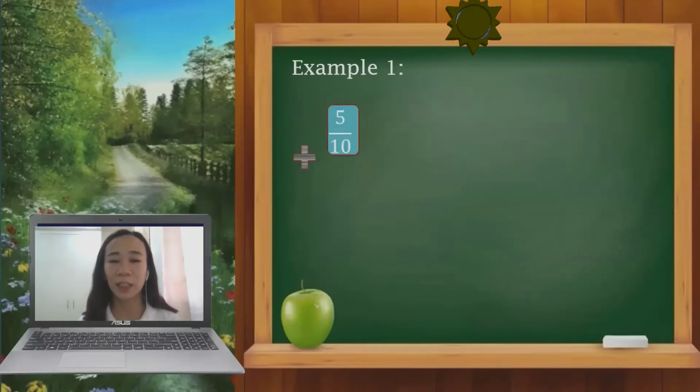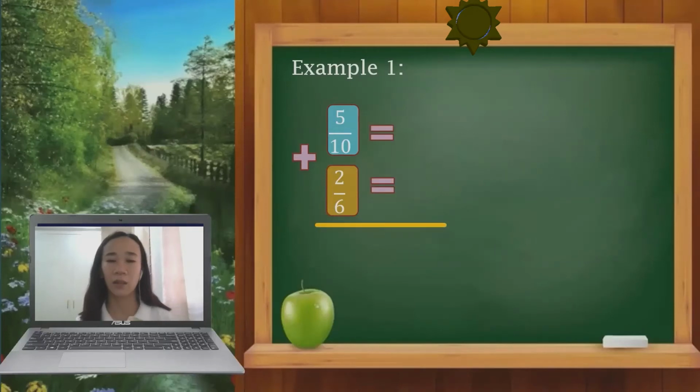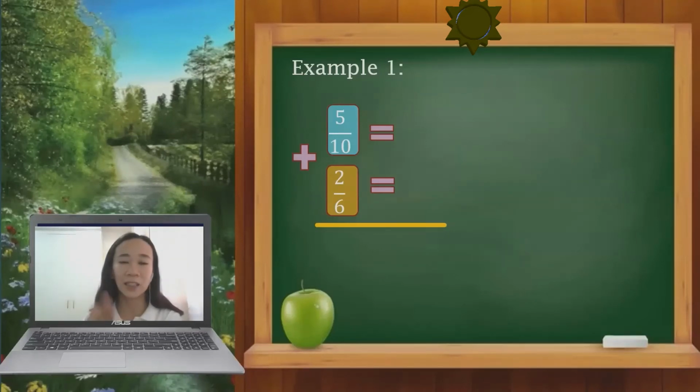Example 1, 5 over 10 plus 2 over 6. When we skip count by 6 and 10, what will be the first common multiple of 6 and 10? And that will be our denominator. 6, 12, 18, 24, 30. 10, 20, 30. Then it means our LCD is 30. And then 30 divided by 10, that is 3 times 5, then it means our answer here is 15 over 30. 30 divided by 6 is 5 times 2, it's 10.